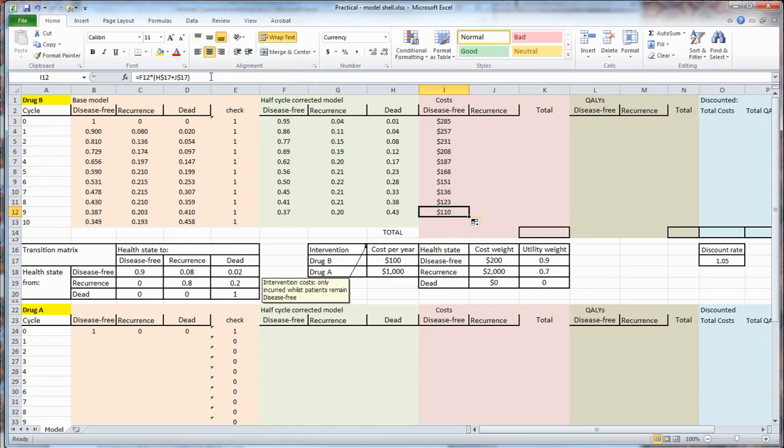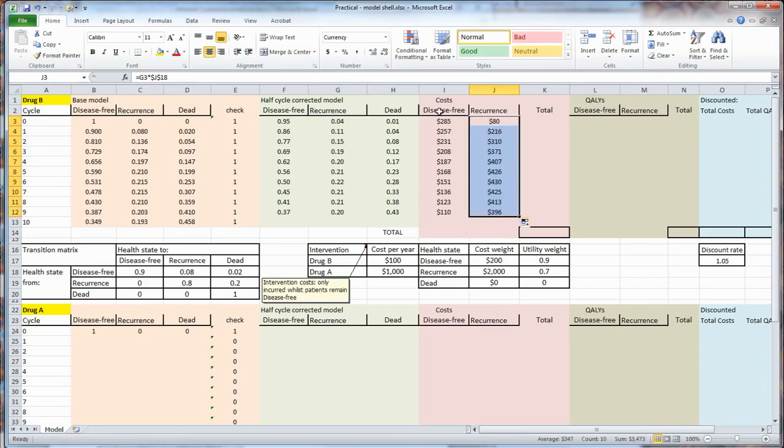So here we've got the proportion disease-free in cycle 9 multiplied by the relevant cost weights. And we do the same thing for recurrence, so we can multiply the proportion in recurrence by the cost of recurrence, so we make that an absolute reference. I just pressed F4 by the way there to make an absolute reference.